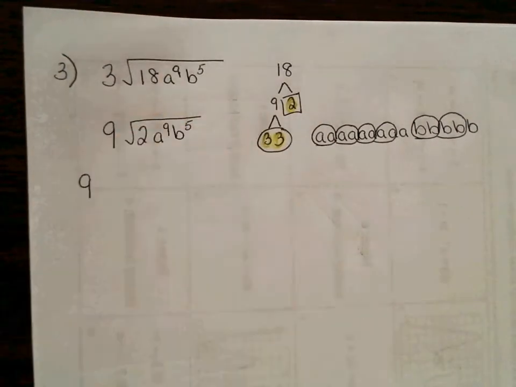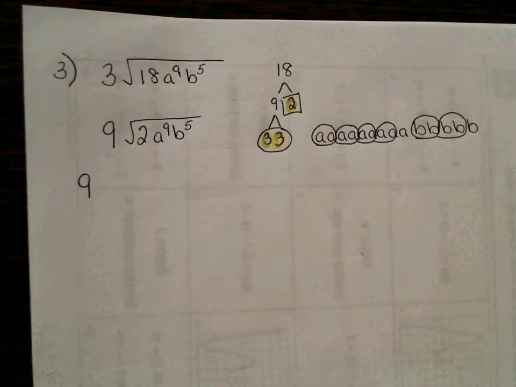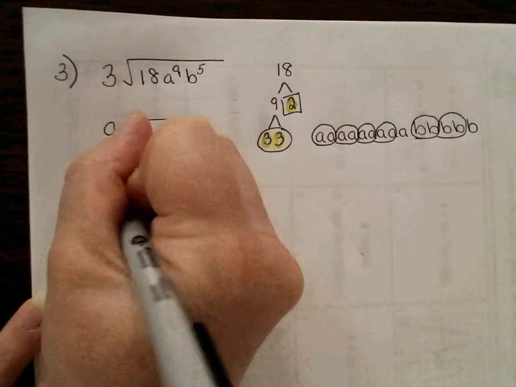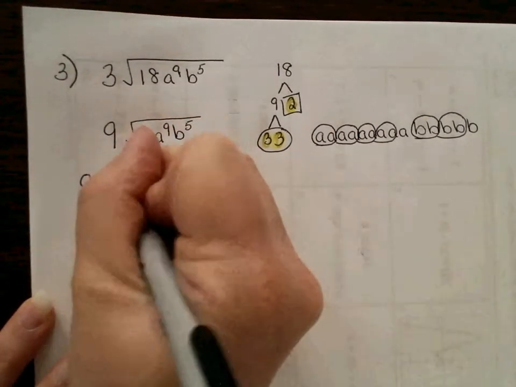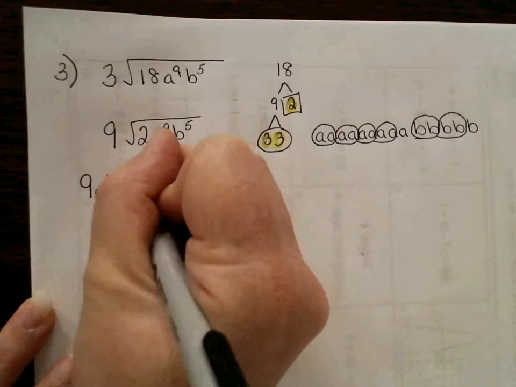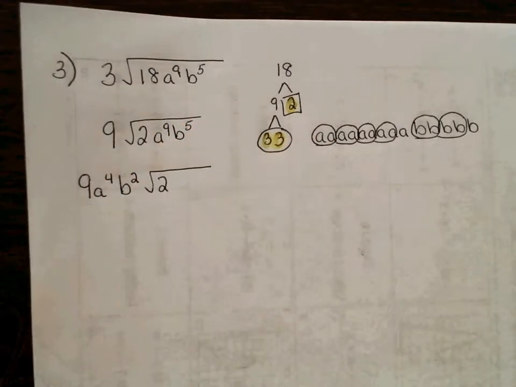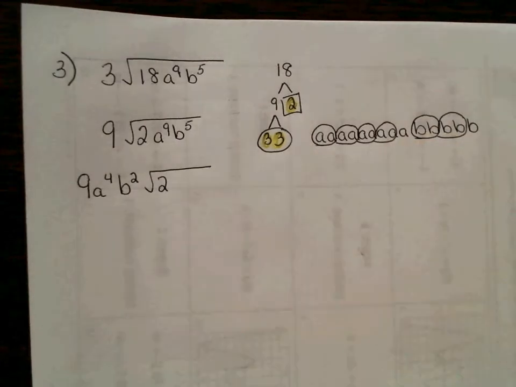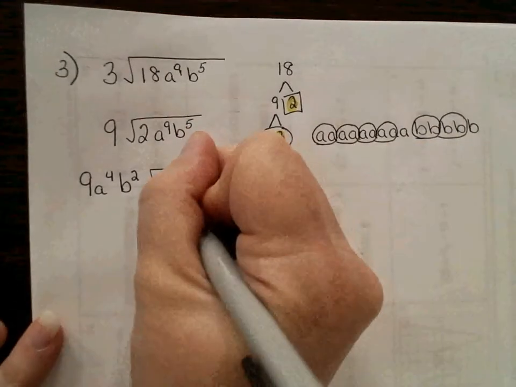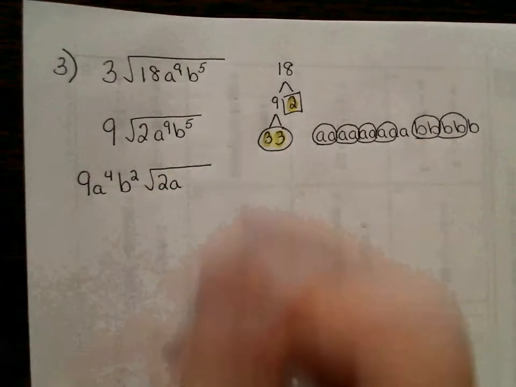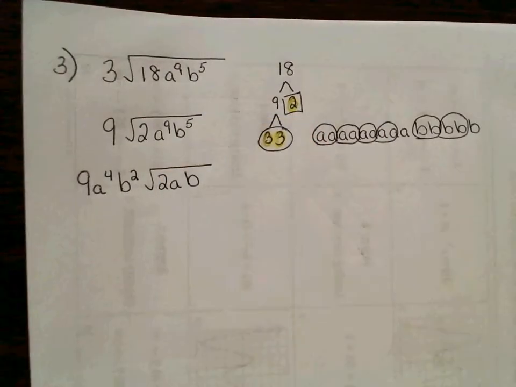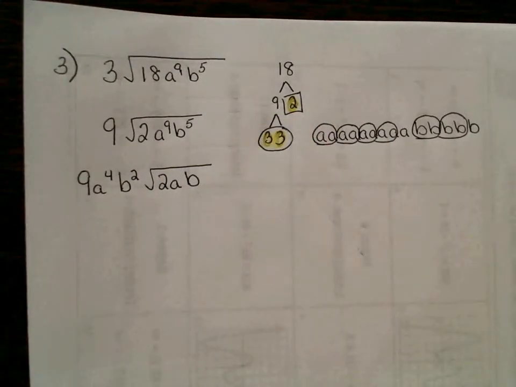So outside with the 9, Amia, what do you think I'm going to have? A to the 4th. Excellent. B squared. The square root of 2, and then how many A's did I have left over? 1 A left over, and how many B's? 1 B. Oh, okay. Perfect. That makes so much sense.